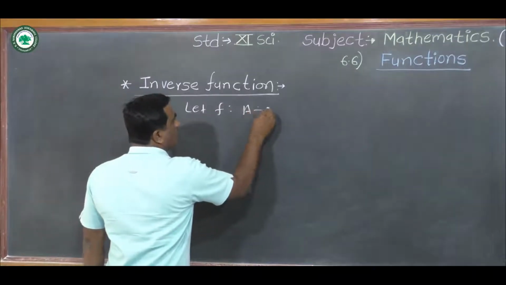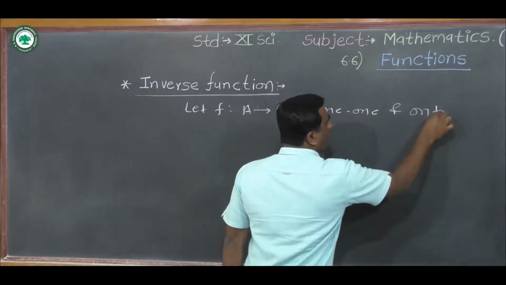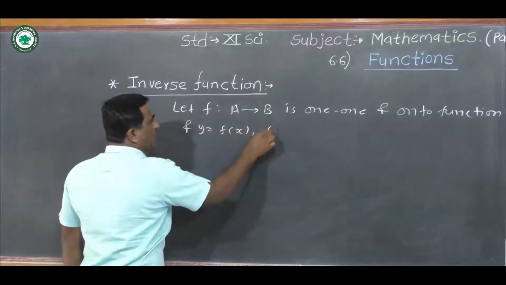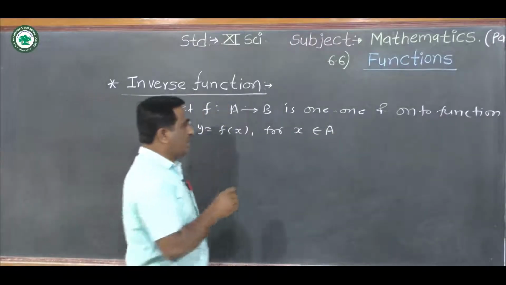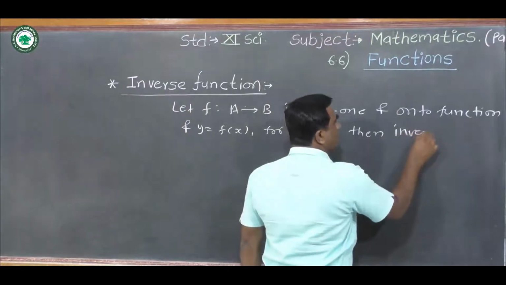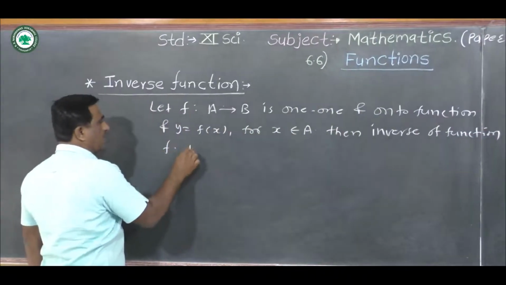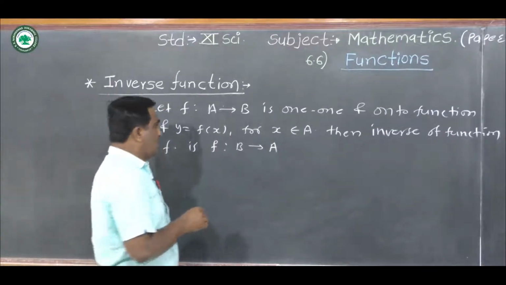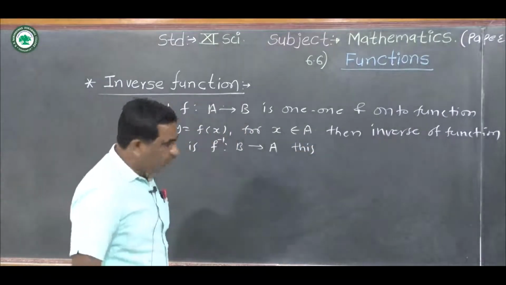f from A to B be a 1-1 and onto function, and y is equal to f of x for every x belongs to A. Then the inverse of function f is f inverse from B to A. And this is also 1-1.